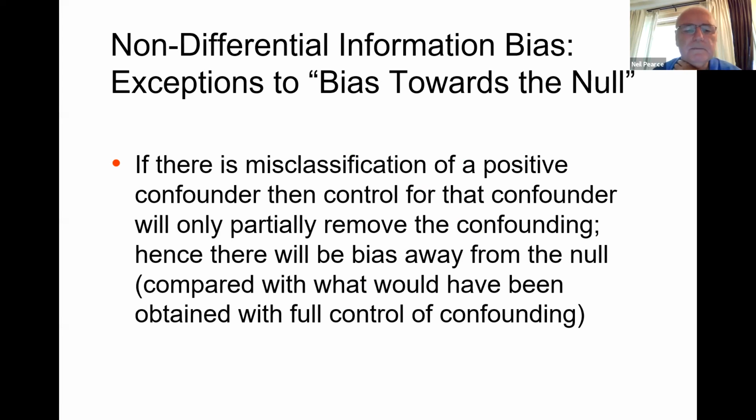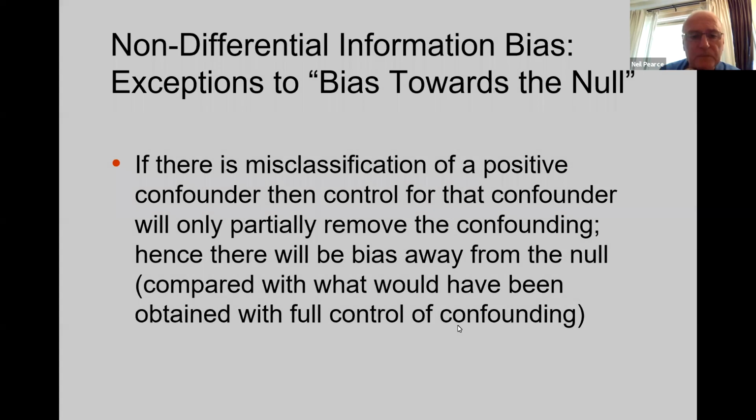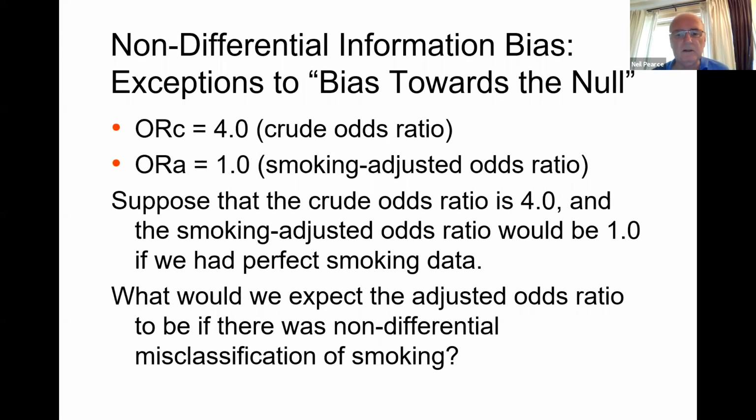The third exception is that if there is misclassification of a positive confounder, then control for that confounder will only partially remove the confounding. So there will be bias away from the null compared to what would have been obtained with full control of confounding. So let's suppose that we do a study and the crude odds ratio is 4.0, 4 times.